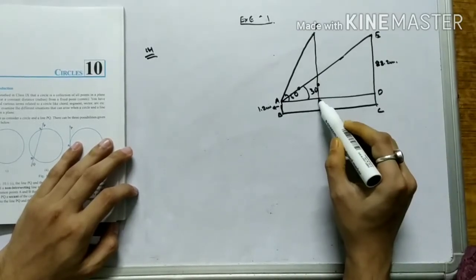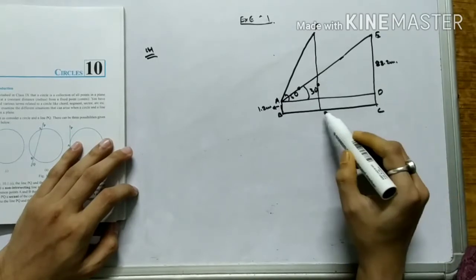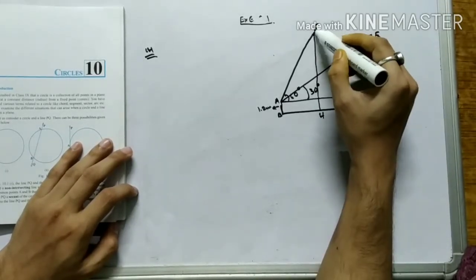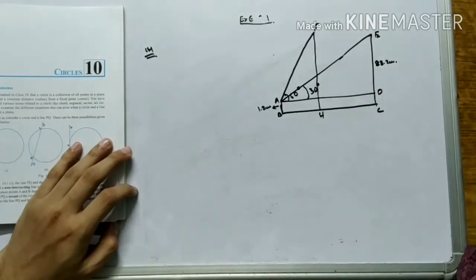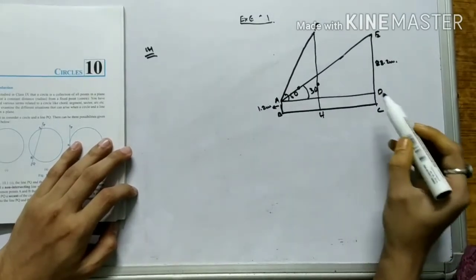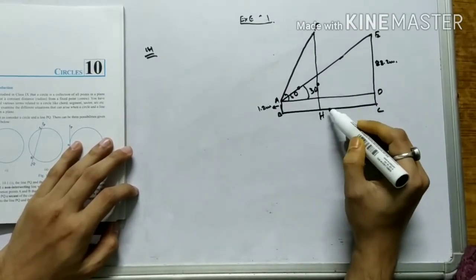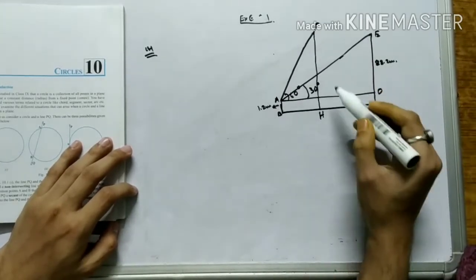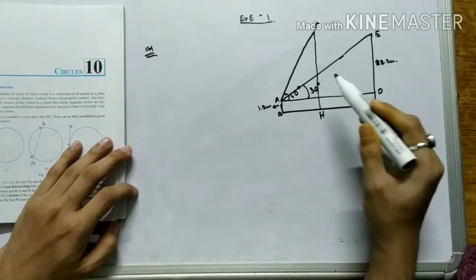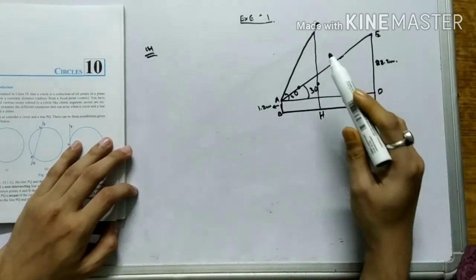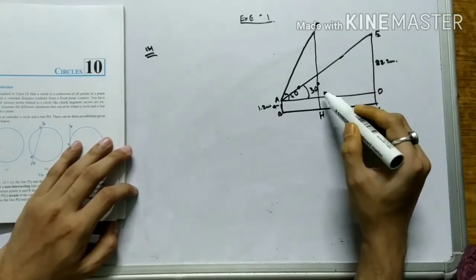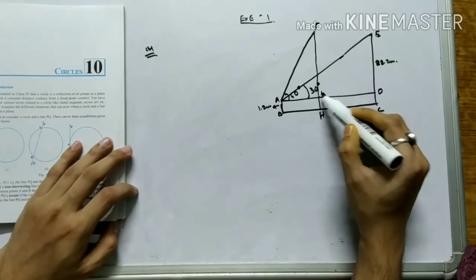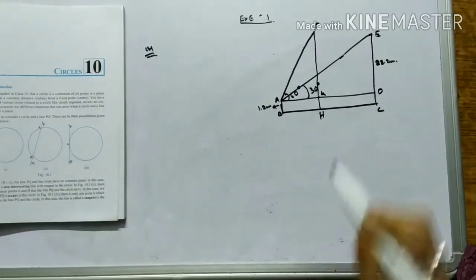This one you can join it, no problem here. So this is E, F, H, let's call it H. A, B, C, D, E, F, G, H, I. This one you can give it another name. You can give it K.